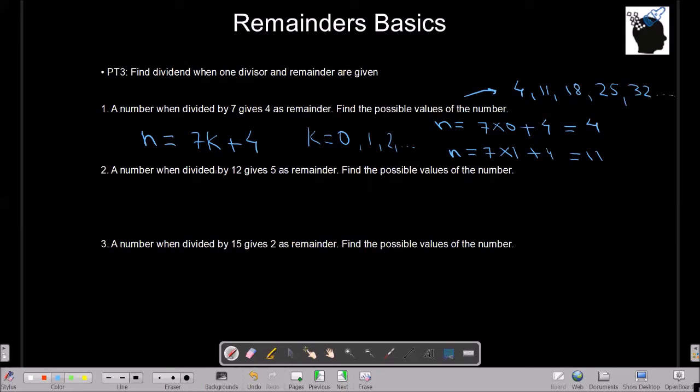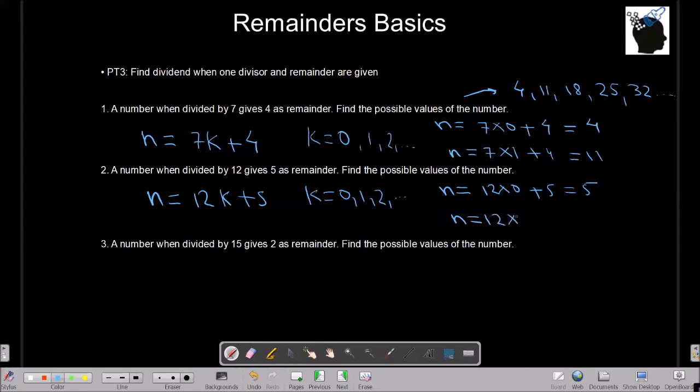Let's try the second one. A number when divided by 12 gives you 5 as remainder. Find the possible values of the number. So we can write the number as 12 into k plus 5. Again, k can take values from 0, 1, 2 and so on. Putting k is equal to 0, we'll get the value of n as 12 into 0 plus 5, which is nothing but 5. Putting k is equal to 1, we'll get the value of n as 12 plus 5, which is nothing but 17 and so on. So the possible values of the number are 5, 17, 29 and so on.